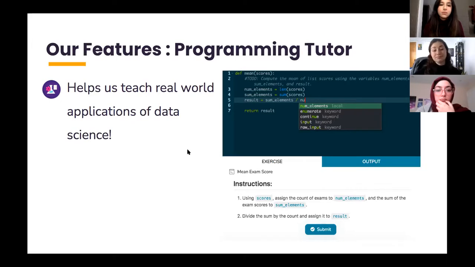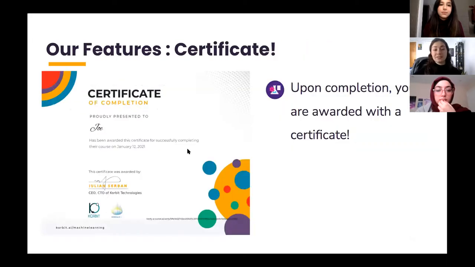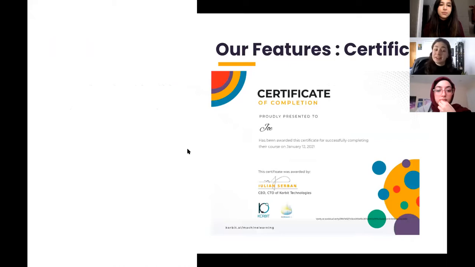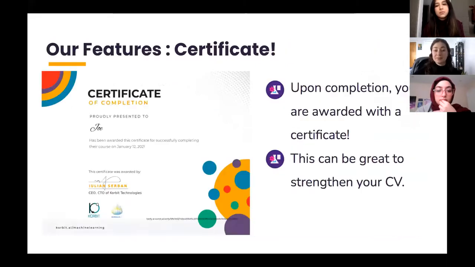All right, and the last feature is our certificate. So at the end of your course with Korbit, you attain a certificate from us. This is something concrete that you can add to your CV to demonstrate to employers the work you've put in to understand and practice your data science skills.